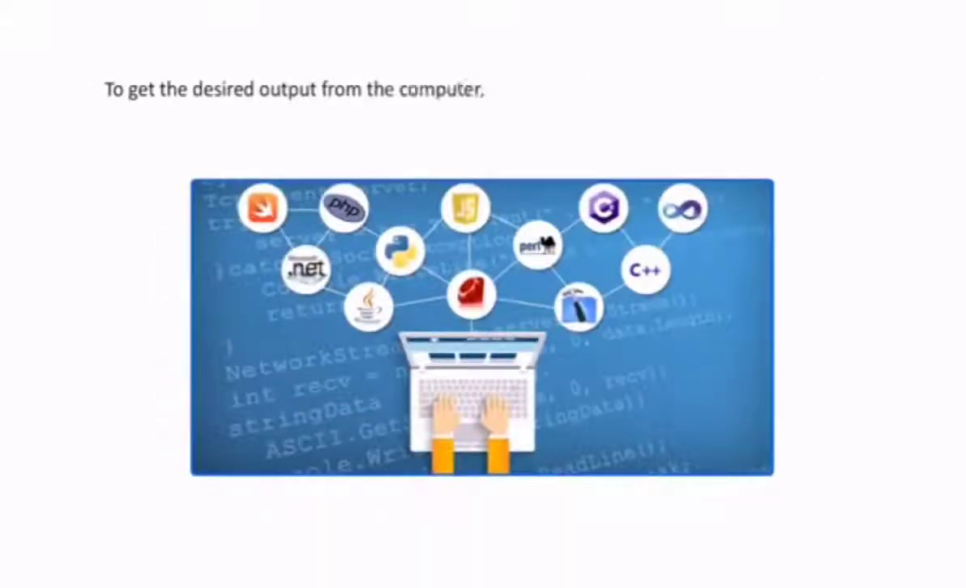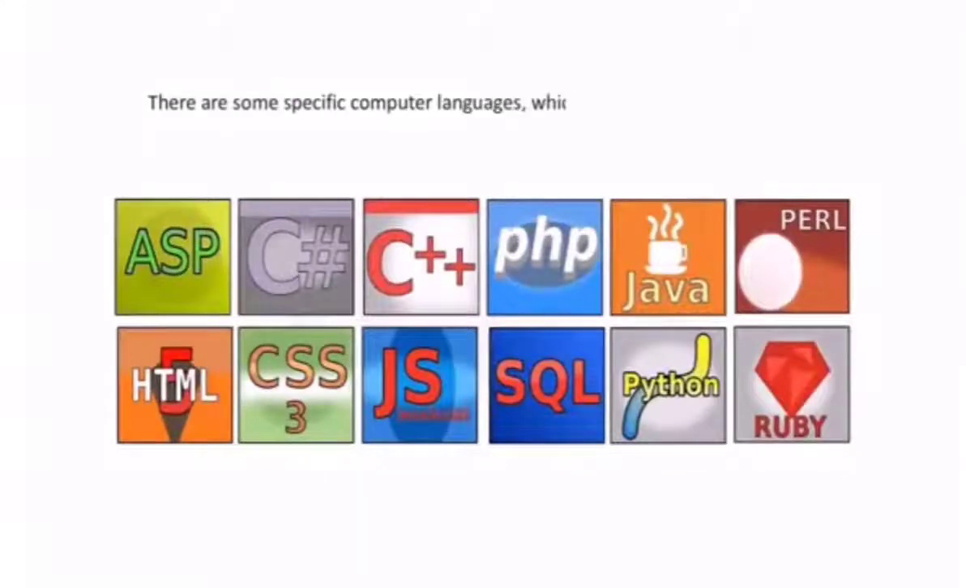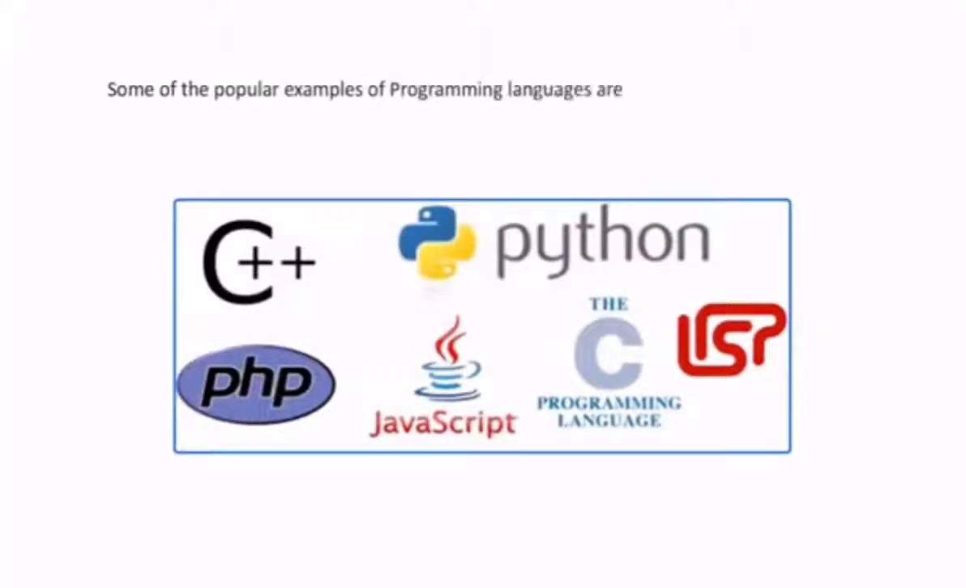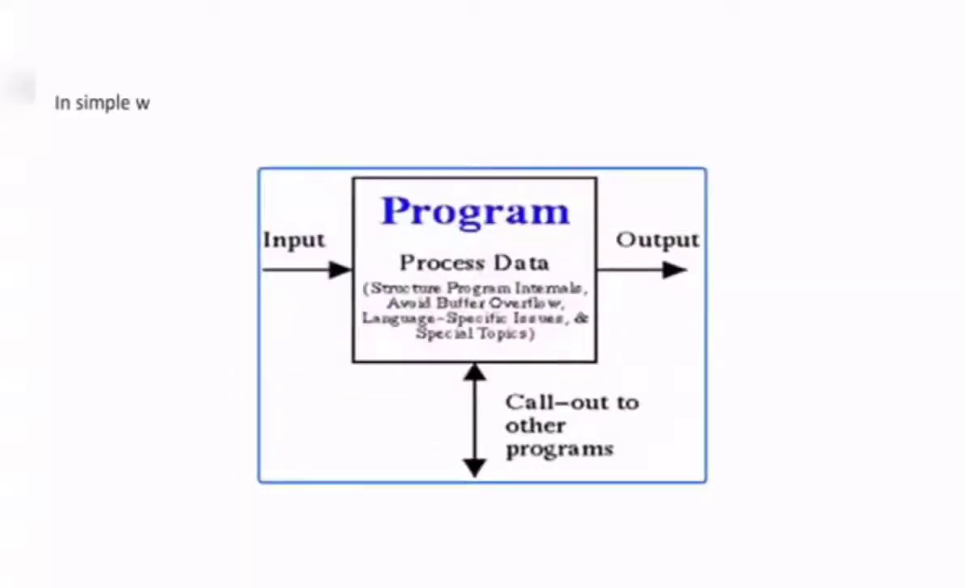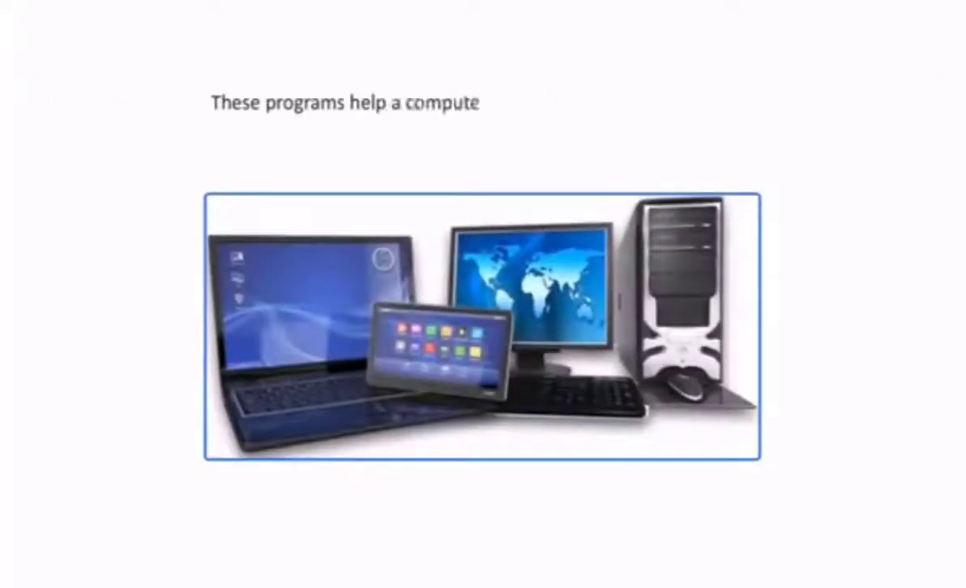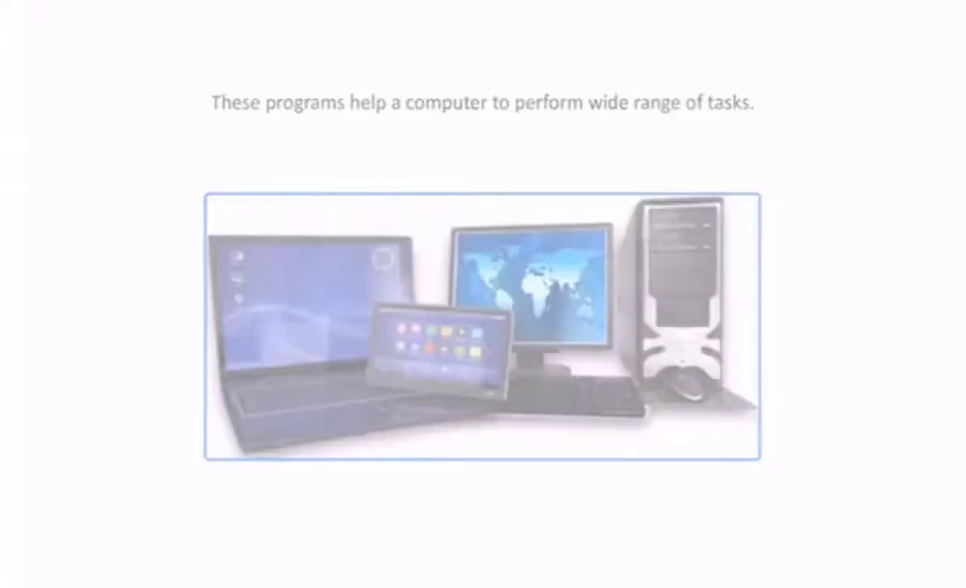To get the desired output from the computer, we key in instructions to the computer using different programming languages. There are some specific computer languages which are used to write programs. Some of the popular examples of programming languages are Python, C, C++, Lisp, Pascal, Java, PHP, etc. Modern computers follow the generalized set of operations called programs. In simple words, a program is a sequence of instructions that specifies how to perform a computation. These programs help a computer to perform wide range of tasks.